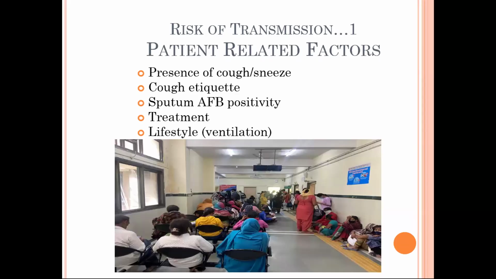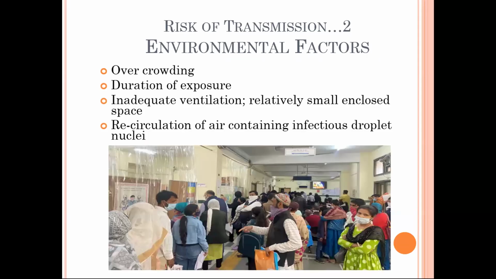Then the lifestyle, like the ventilation, is very important. In India, many people do not have windows or ventilation facilities in their homes. So that is also one factor. Like over environmental factors, we have overcrowding, duration of exposures.